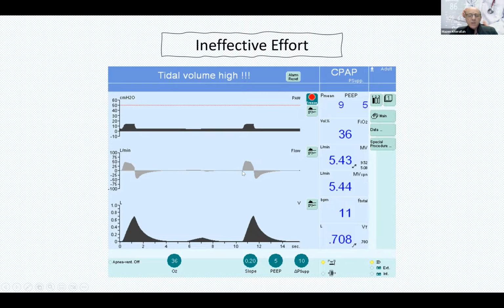In the next breath here, you can see the initial rise in the flow here. That was enough to trigger the ventilator, and the machine delivered 10 centimeters of water above the PEEP level. So here it's either the patient is weak or the trigger threshold is set too high for the efforts of the patient.